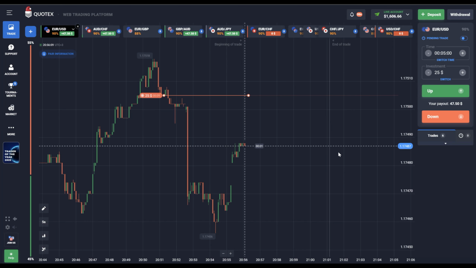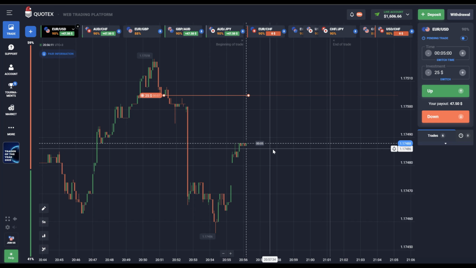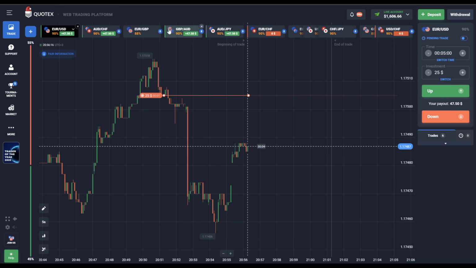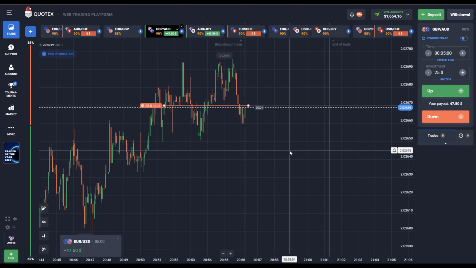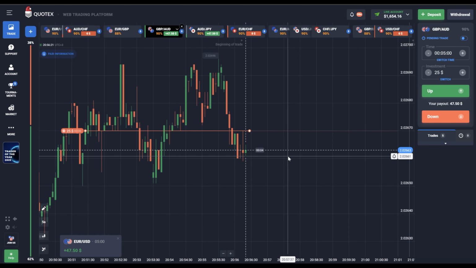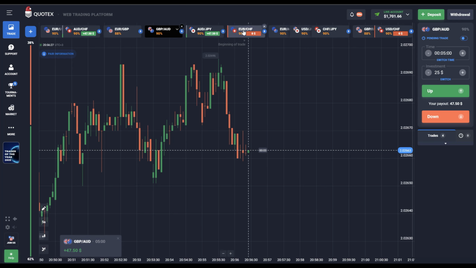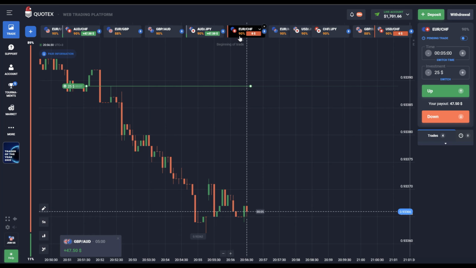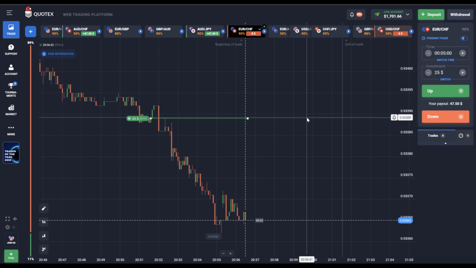Alright, it's closing. Euro-dollar, here's the second trade. Everything's fine here. I'd even say it's good. And the British pound to Australian dollar, 8 seconds left. The price is still in the positive, but for how long? 1 second, yes, the trade is closing. Euro to Swiss franc, finally this trade will close and stop bothering me.